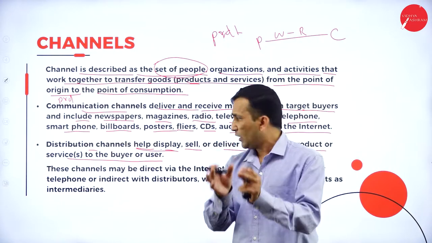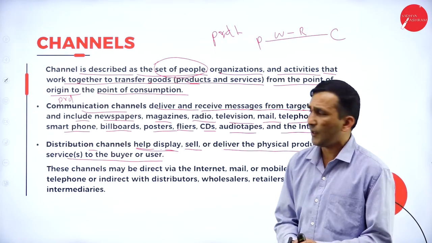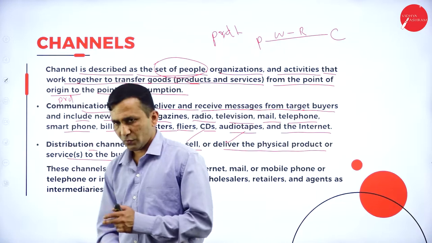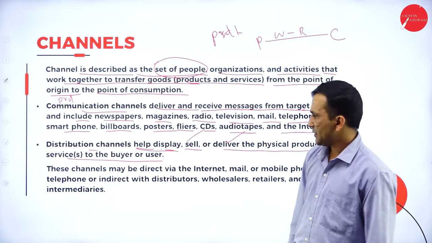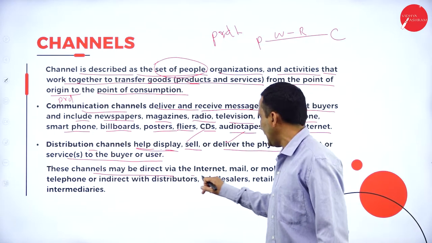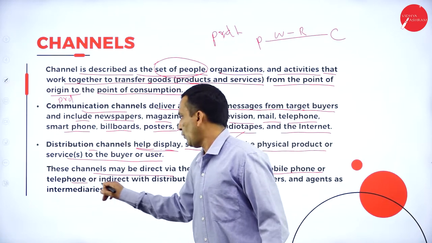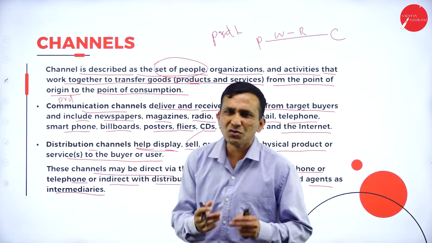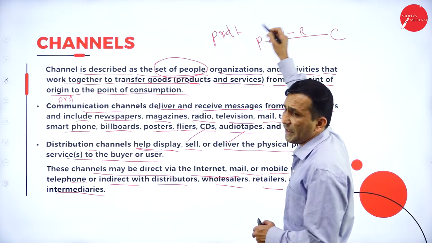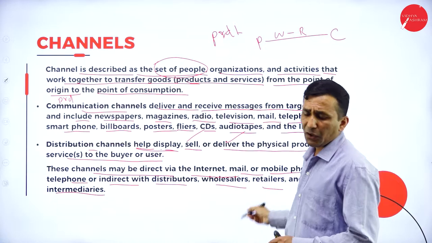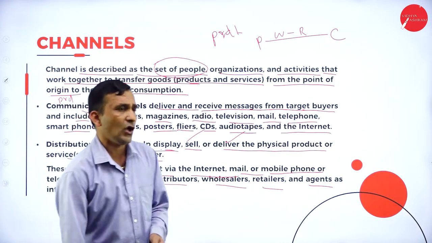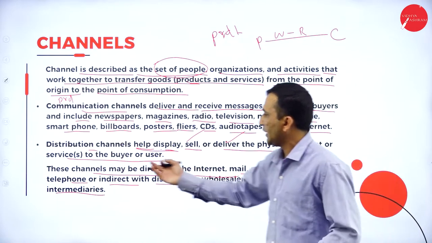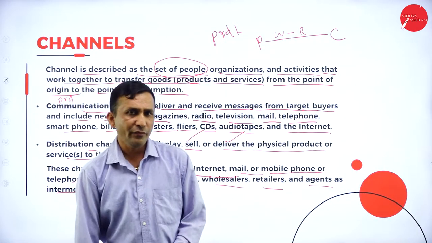So the distributors will display the product, help with selling the product, and help with delivering the physical product to the end consumers. Of course, this channel may be direct via the internet, mail, mobile phone or telephone, or indirect with the distributor, wholesaler, retailer, agent or other intermediary, those who are connected with the complete transaction, the complete exchange part. Simply, we can call it a marketing intermediary. If you want to sell the product from the producer to the end consumer, obviously we get the support of marketing intermediaries.